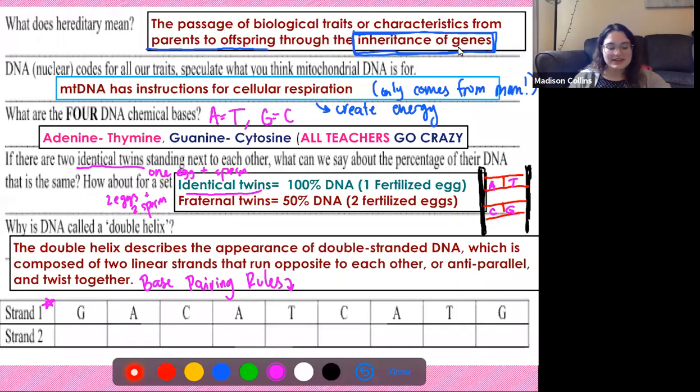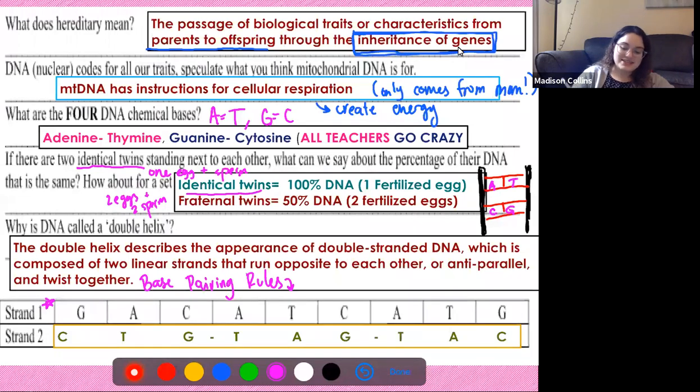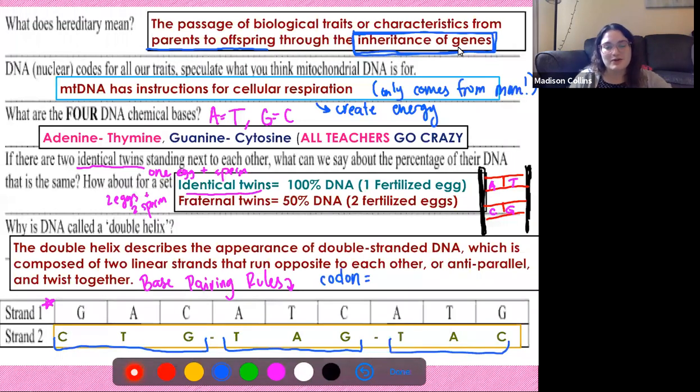All right, so strand 2 should look like this. C, T, G, T, A, G, and then T, A, C. Now, you may have noticed that I actually split this strand into 3s, and that wasn't a coincidence. The reason I split this into 3s is because this is what we call a codon, which we'll talk more about tomorrow. Again, I'm throwing a lot of vocab words at you, but when we're talking about codons, we're talking about a series of 3 nucleotides.